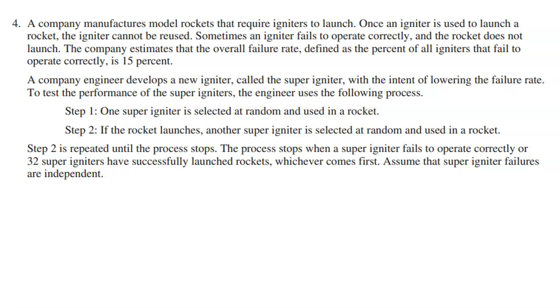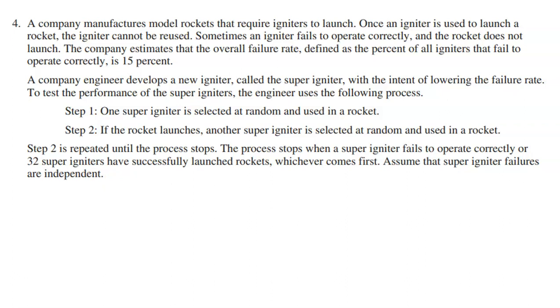So to test the performance of the super igniter, the engineer uses the following process. Step 1, one super igniter is selected at random and used in a rocket. If the rocket launches, another super igniter is selected at random and used in a rocket. So they put an igniter in a rocket, launch it. If it launches, they put another igniter in another rocket, launch it. They just keep repeating. Now, step 2 is repeated until the process stops.